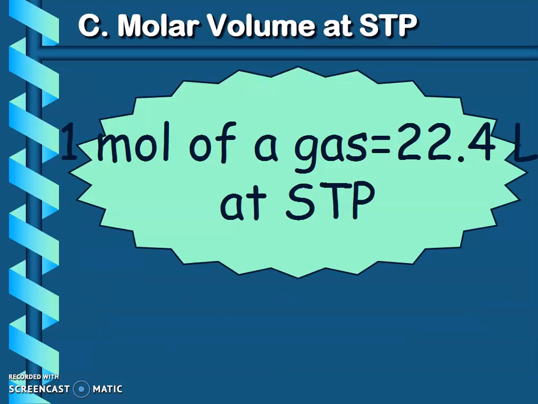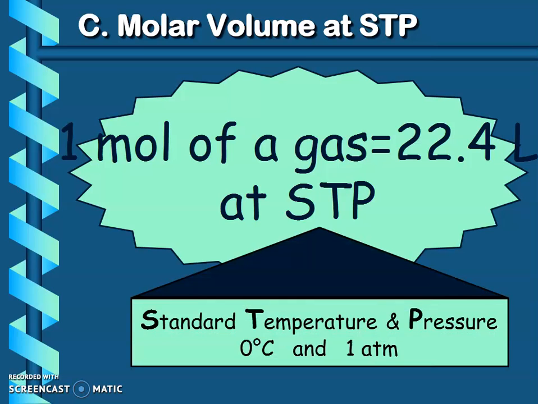Here's an important conversion factor for you to know. So I would add this to my sheet that I have. 1 mole of a gas is equal to 22.4 liters at STP, which stands for standard temperature and pressure. So 0 degrees Celsius and 1 atmosphere is standard temperature and pressure. And 1 mole of any gas will take up 22.4 liters at standard temperature and pressure. Okay, so add that to your equation sheet so that you will have that available.